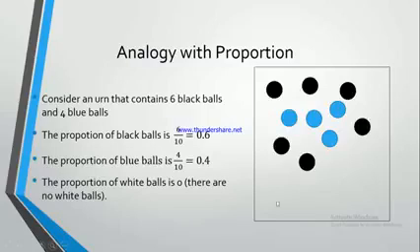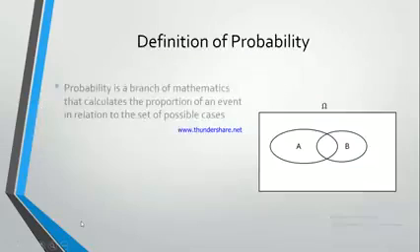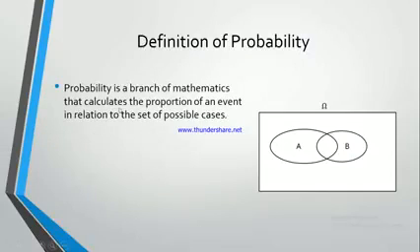This will help explain what probability means. So by definition, probability is a branch of mathematics that calculates the proportion of an event in relation to the set of all possible cases.